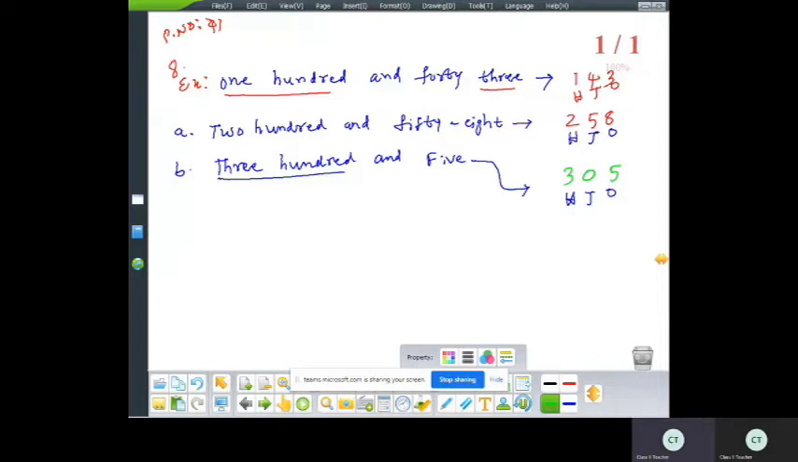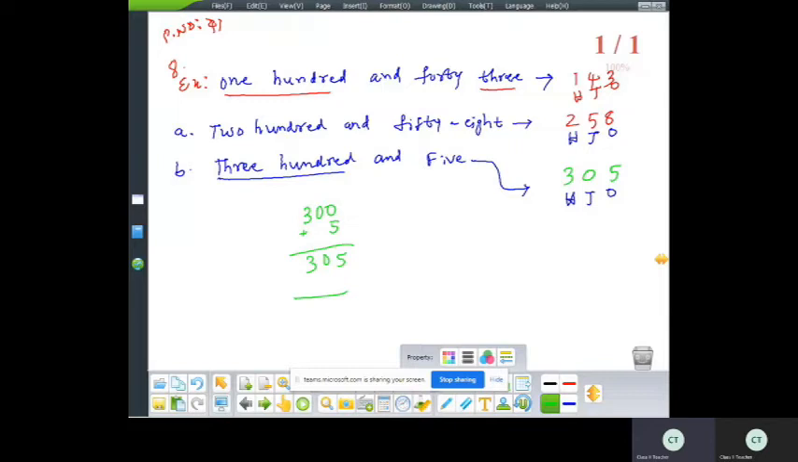305. Otherwise, 300 means write 300 and only 5. We can add 5. 0 plus 5 is 5, and here only 0 and only 3. 305. This is the digit form with the number name, that is 305.